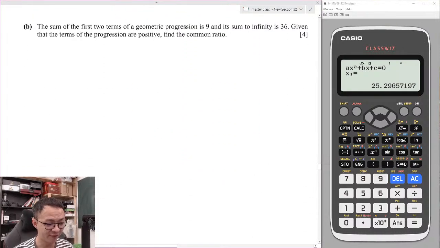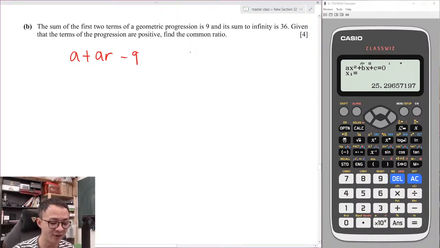Then for part B, the sum of the first two terms of the geometric progression is 9, and sum to infinity is 36. Given that the terms of the progression are positive, find the common ratio. So first two terms you sum, I will do a plus ar. I will not use the Sn formula because there are only two terms here. So a plus ar will equal 9.